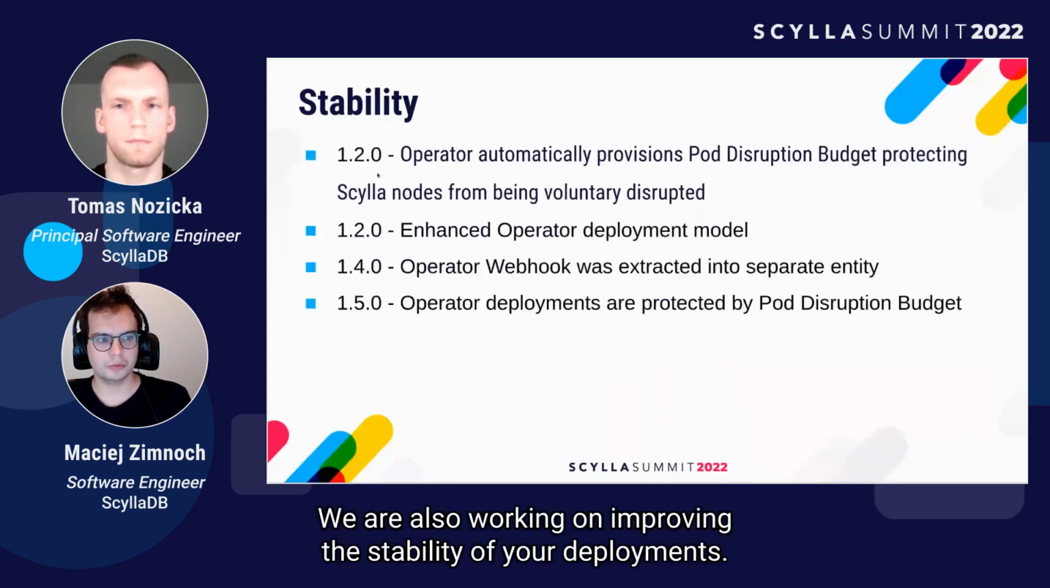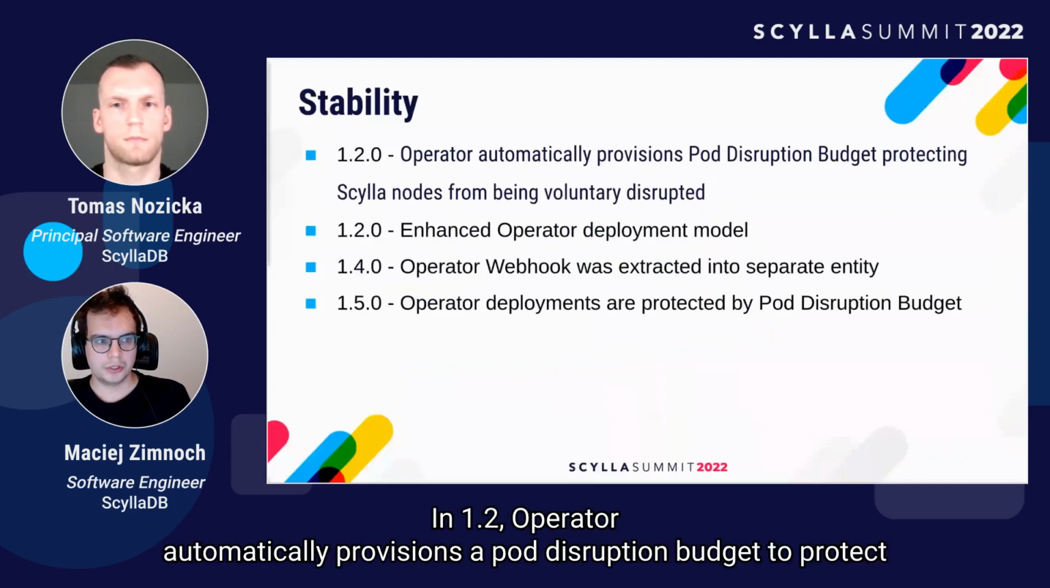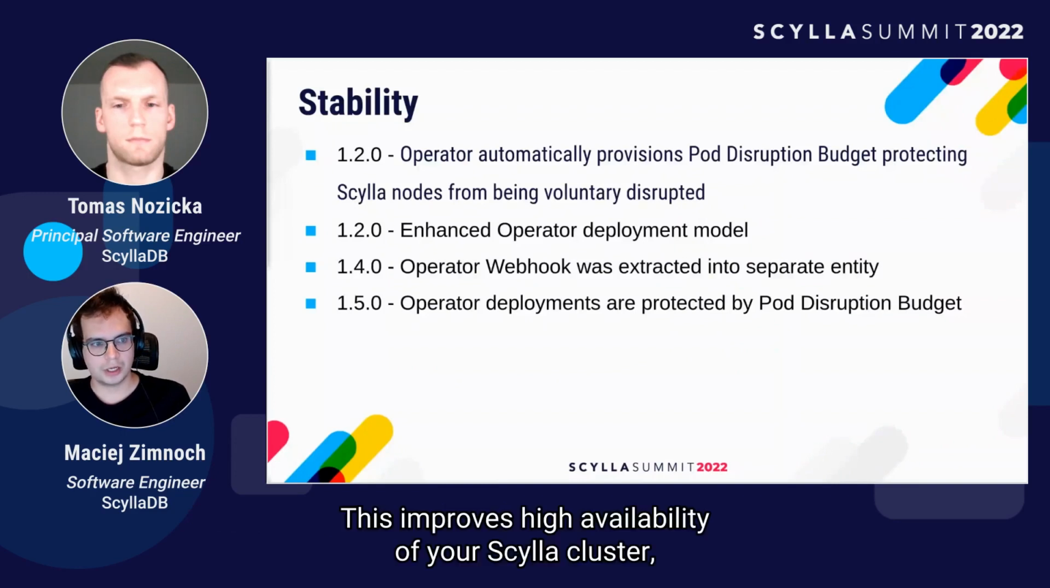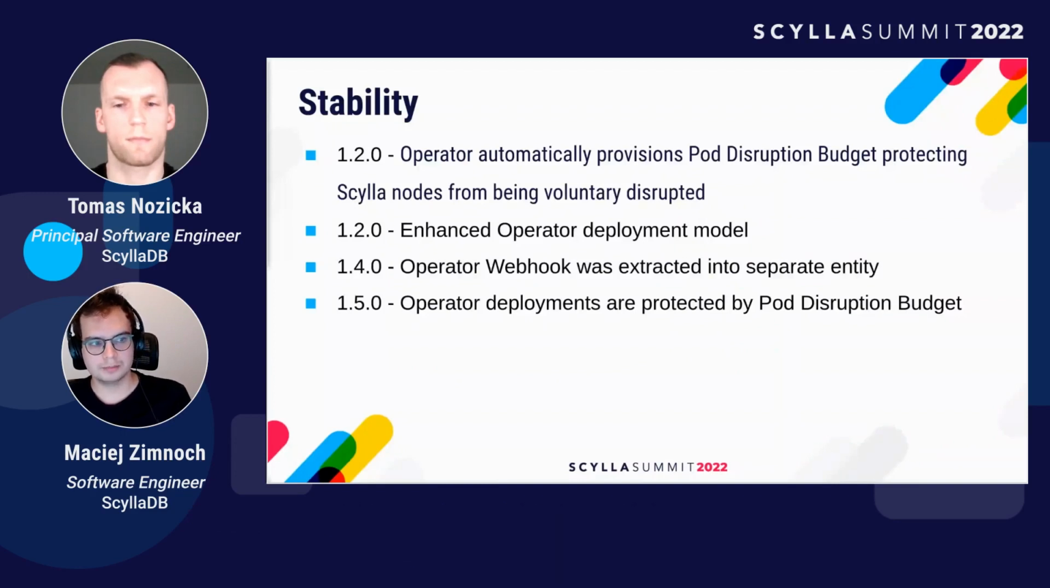We are also working on improving the stability of your deployments. In 1.2, Operator automatically provisions a pod disruption budget to protect from evicting too many pods during disruptive operations like Kubernetes upgrades. This improves high availability of your Scylla cluster.